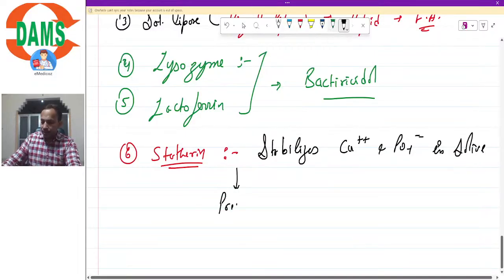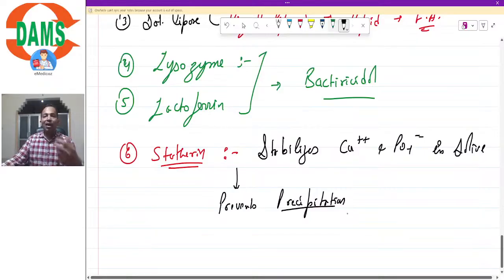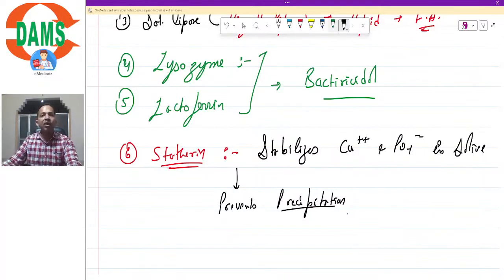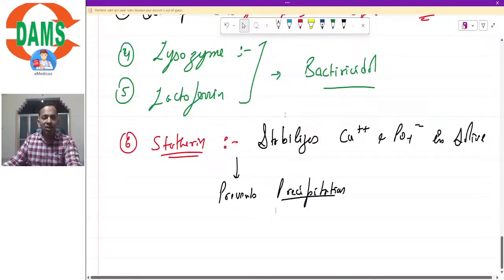It prevents precipitation of these ions, right? So they stay dissolved in the saliva, right? So these are some of the enzymes that are found in saliva.